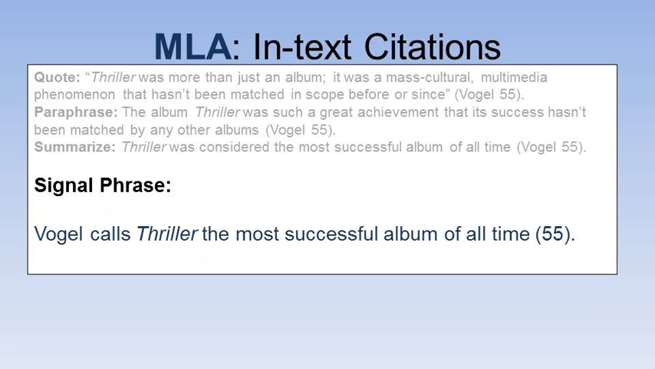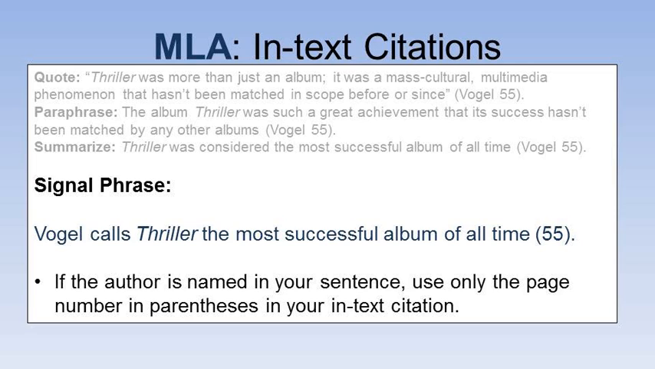Another way to use information from a source is to do a signal phrase in which the author's name is worked into your sentence. In our summary example about Michael Jackson, we could rewrite it and use the author's name in our sentence. Vogel calls Thriller the most successful album of all time. Since we have already named the author Vogel in our sentence, we do not need to use it again at the end, and we would only put the page number 55 in parentheses. This is called using a signal phrase.